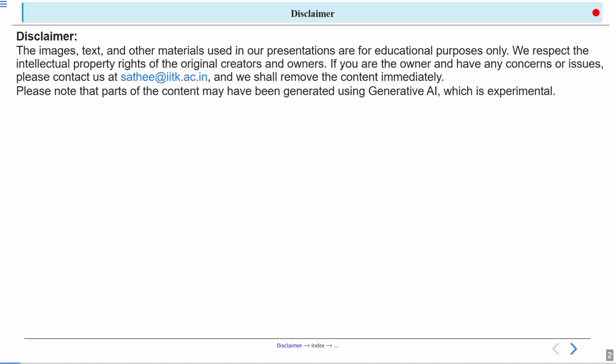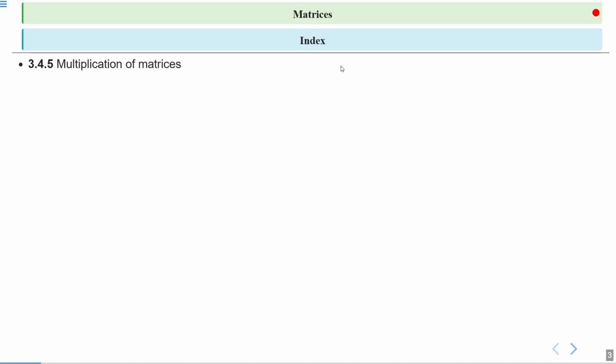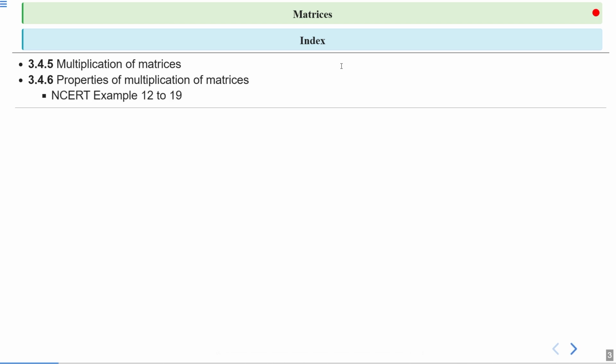So let us start now. In today's class, we will study NCERT section 3.4.5, multiplication of matrices. Section 3.4.6, properties of multiplication of matrices. After that, we will study NCERT examples 12 to 19. These examples will illustrate how to apply properties of matrix multiplication in practical scenarios, right? So let us see.